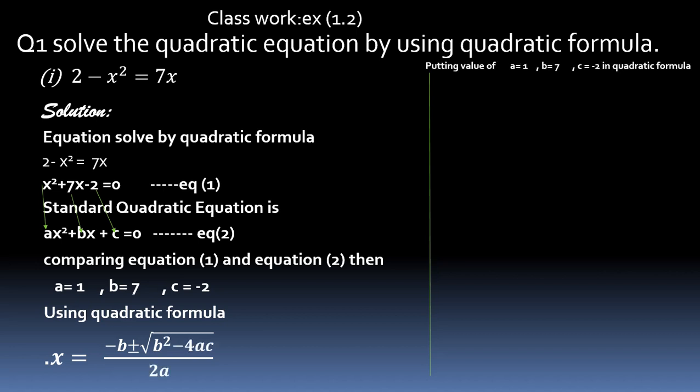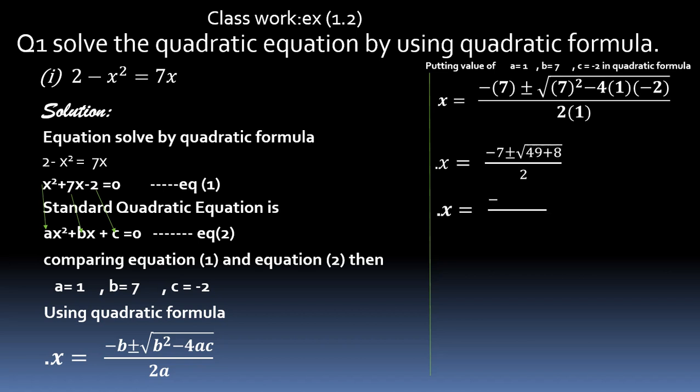Putting the values a equal to 1, b equal to 7, c equal to minus 2 in the quadratic formula: x is equal to minus b, so minus 7, plus minus the square root of b squared, 7 whole square, minus 4 times a, which is 1, times c, which is minus 2, upon 2 times a, which is 1. 7 squared is 49. 4 times 1 is 4. 4 times 2 is 8, minus times minus is plus, so plus 8.